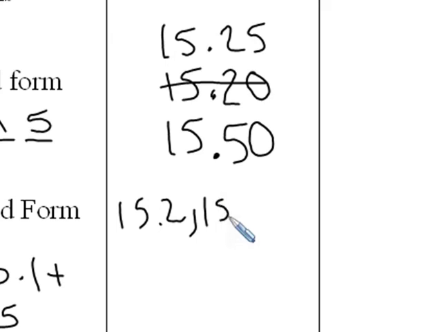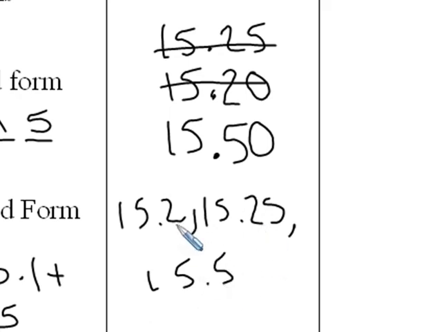and then 15.25 would be next. And then lastly, because 5 was the greatest, then I'm going to have 15.5, and that is my answer. So I've got 15.2 is less than 15.25 is less than 15.50.